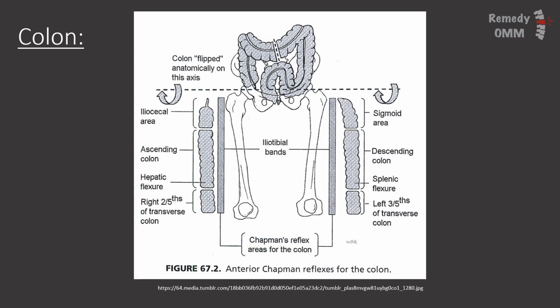For the colon, an easy way to remember its anterior Chapman's points is by taking the colon and flipping it over vertically onto the femur and IT bands, as you can see here in the picture. The parts of the colon line up anatomically, just flipped upside down.